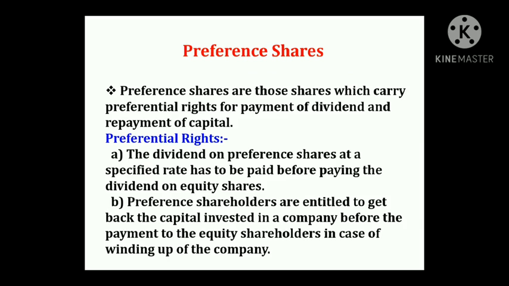Preference shares are those shares which carry preferential rights for payment of dividend and repayment of capital. That means preference shares have two types of preferential rights. The first one is, before any dividend is paid to the equity shares, the dividend at a fixed rate must be paid on the preference shares. However, this dividend is payable only if there are profits. And the second right is, at the time of winding up, the holder of the preference shares will get the return of their capital before anything is paid to the equity shareholders. So these are the two important preferential rights of a preference shareholder.